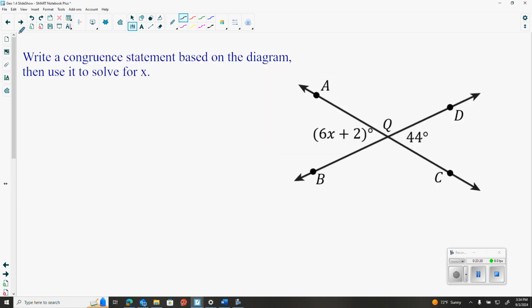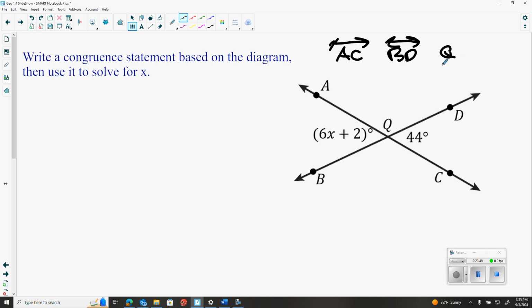All right, so let's look at this. Write a congruent statement based on the diagram, then use it to solve for x. This is a problem that you might see in your homework. We're given two lines, line AB and line AC, and we're given line BD, and they all intersect at point Q.